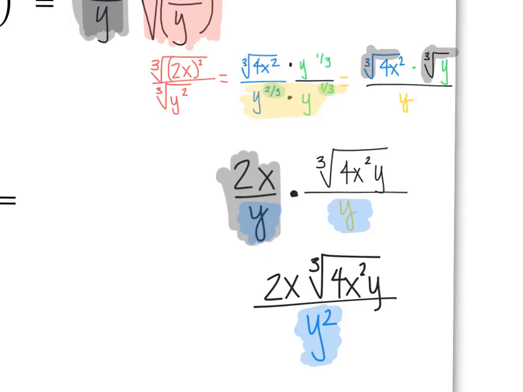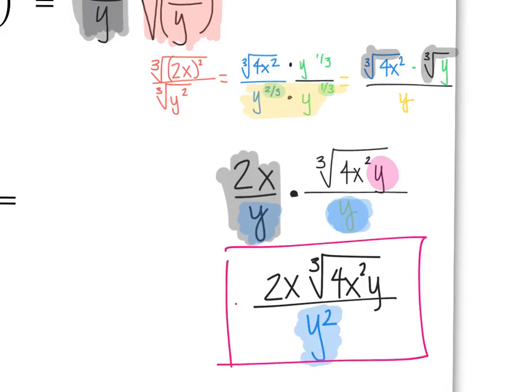Now, some of you probably wanted to say, oh look, up here I have a y on top and a y on bottom, so I can just go ahead and cancel those y's out. No, you cannot do that. The reason you cannot do that is because this y is stuck inside a cube root symbol, and this y is not stuck inside a cube root symbol. So we cannot cancel those out. We can only cancel them out if they have the same variables with the same exponents. They don't have the same exponents, so we cannot cancel those out. So my final answer to this problem is 2x times the cube root of 4x squared y over y squared.